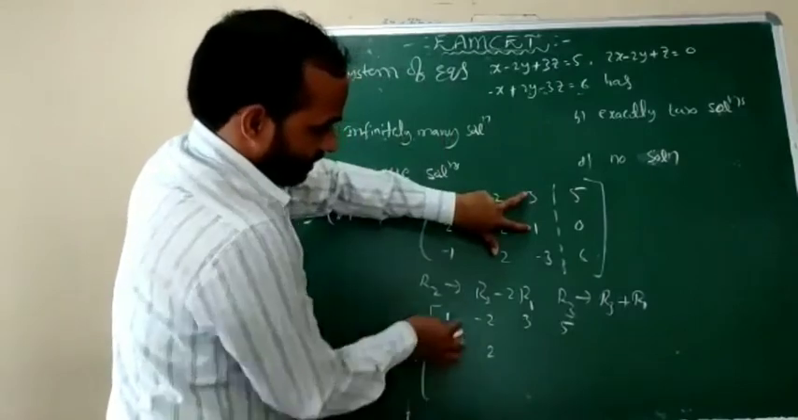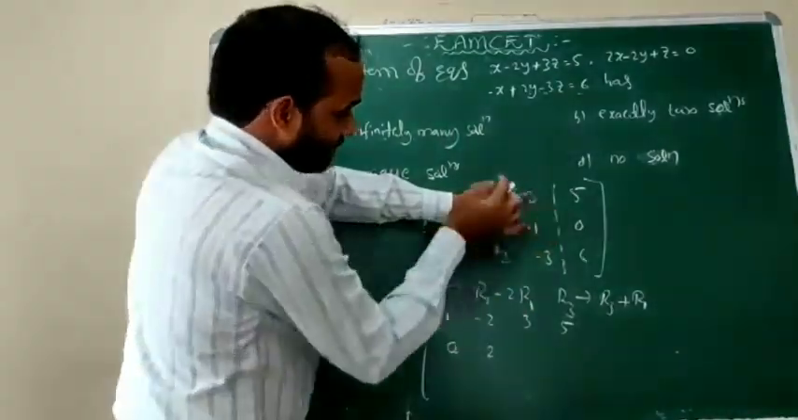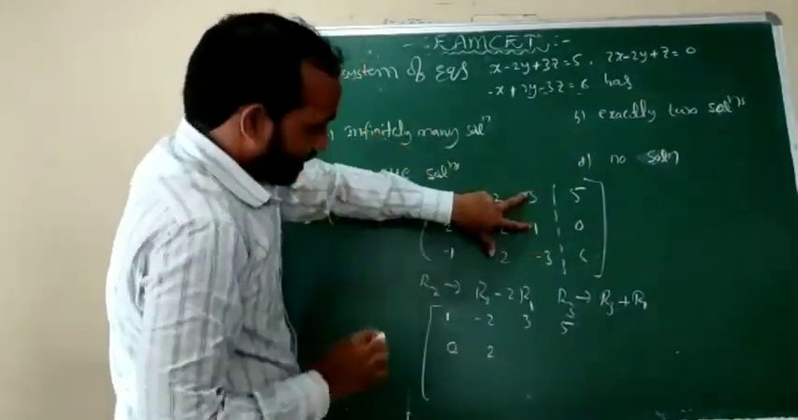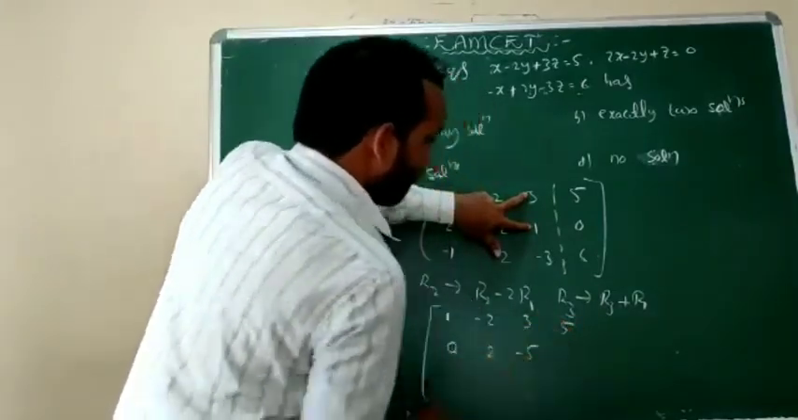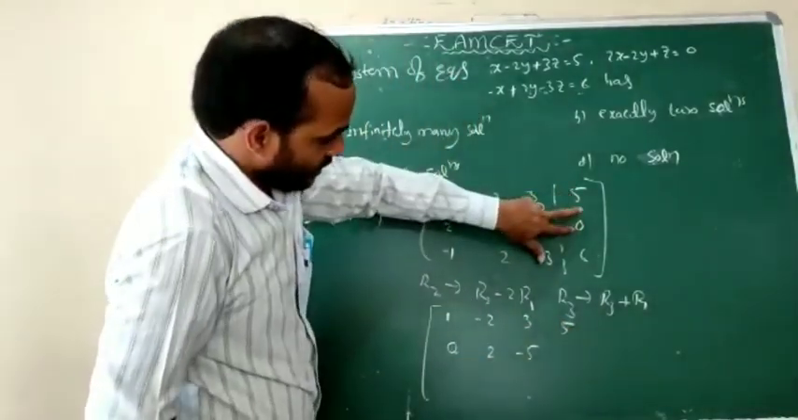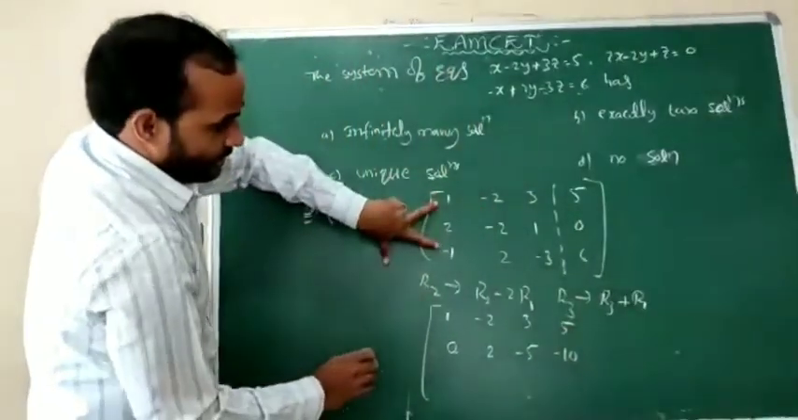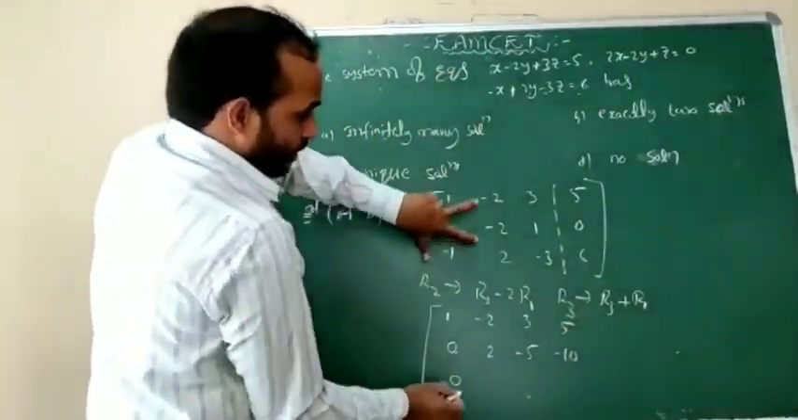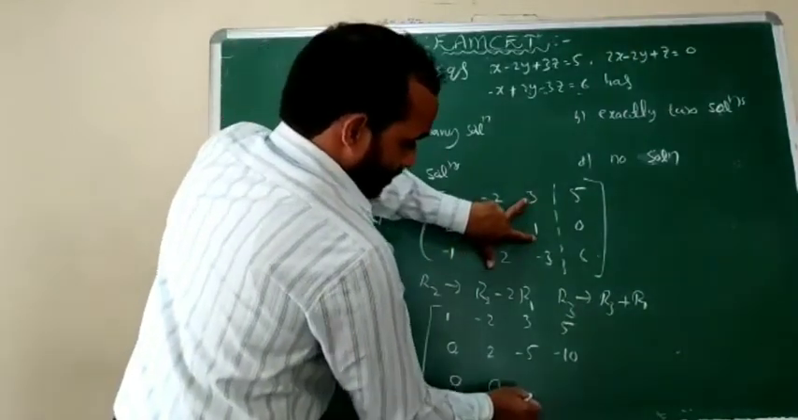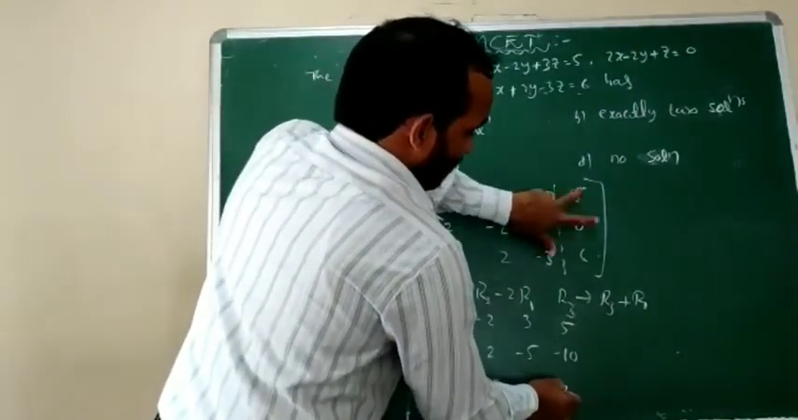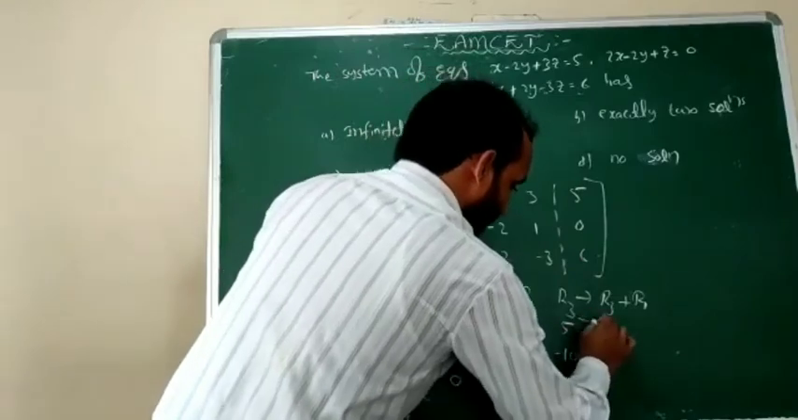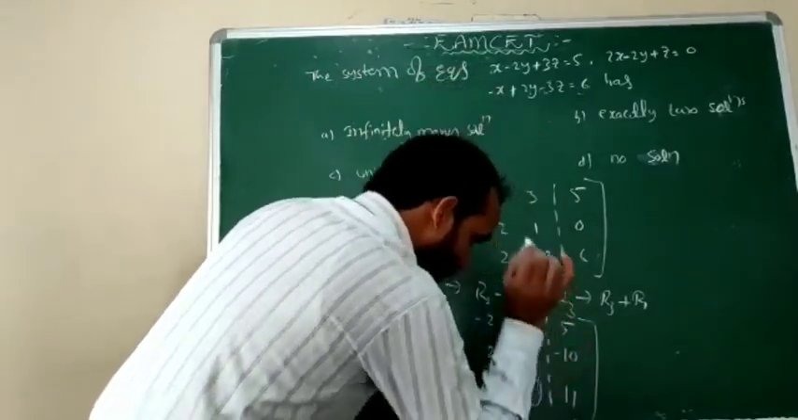Next, here is R2: 1 minus 3 2s are minus 6, means here is minus 5. Next, here is 0, minus 10. Next, adding, 0. Next 0. Next 0. Next, 5 plus 6 is 11. That is the answer, it is very important.